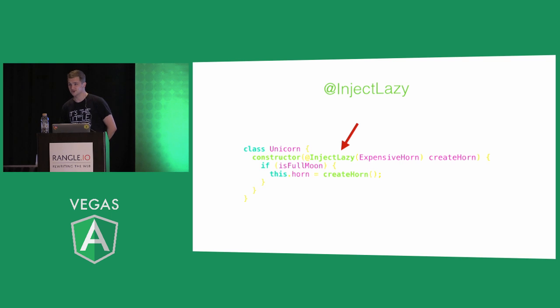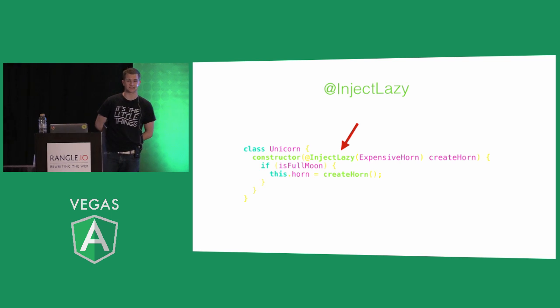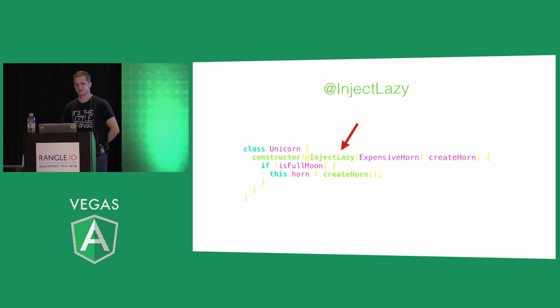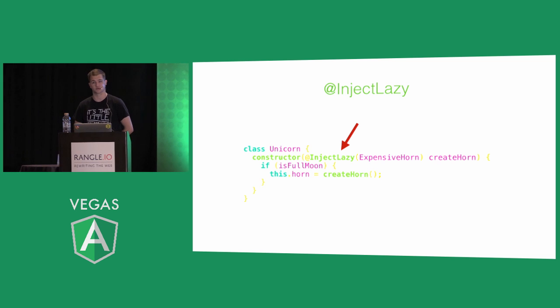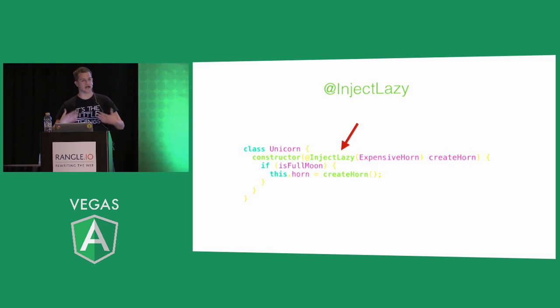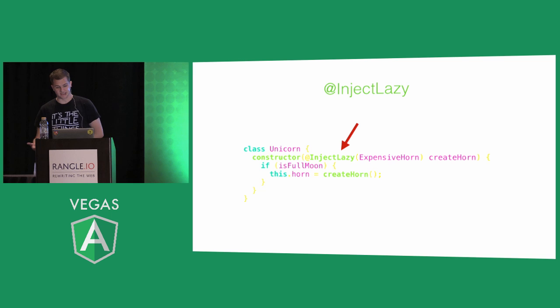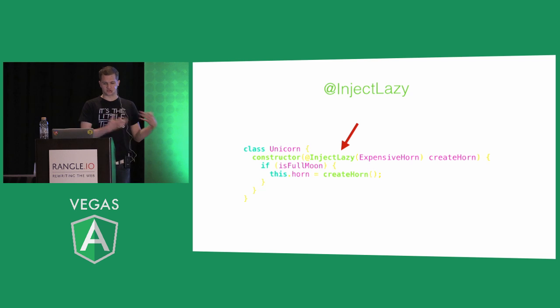Inject lazy. This is kind of interesting because it lets us create dependencies conditionally. So sometimes you have a dependency in an object that takes a really long time to construct, or maybe it does some work, or it's hydrating from some big cache, and you don't want to do it all the time. You only want to do it in certain conditions. Well, inject lazy basically gives you a function you can invoke that will then create that object. So here we're not constructing the unicorn's horn unless it happens to be a full moon.